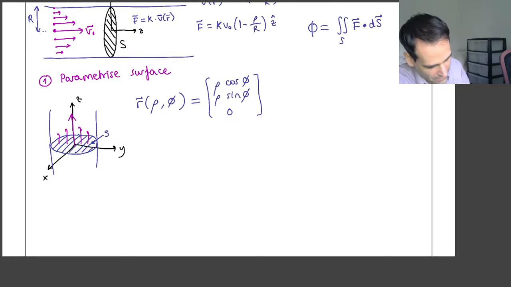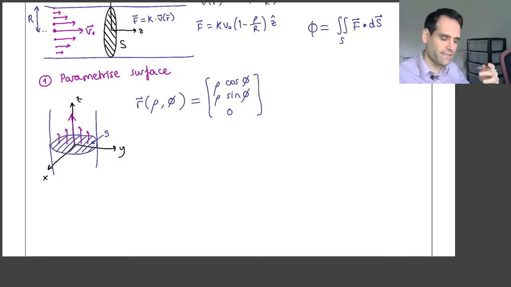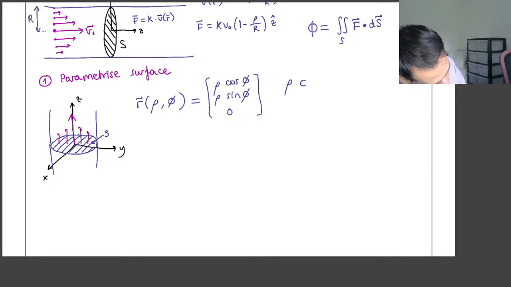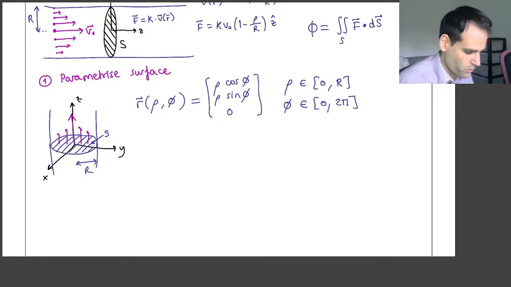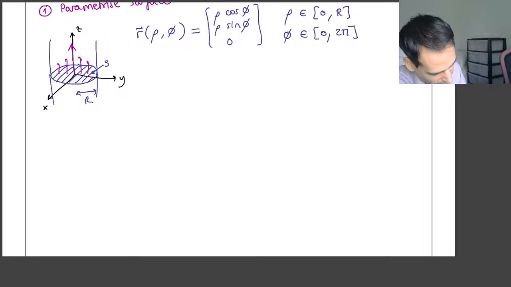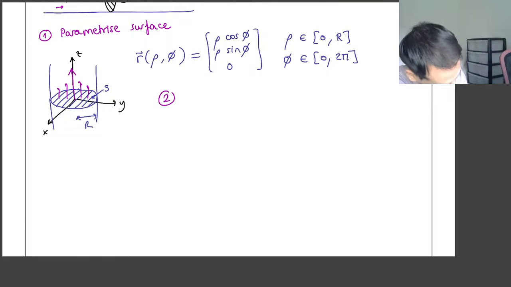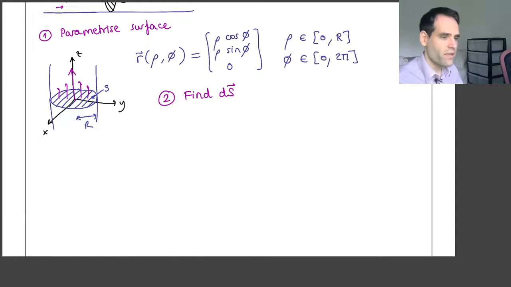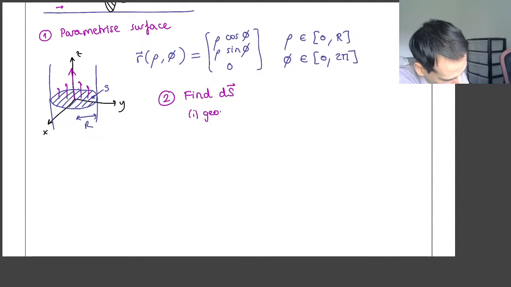Okay, and the limits that define this disk are going to be rho between 0 and r, where r is the maximum radius of the pipe, and the azimuthal angle goes between 0 and 2 pi as usual. Okay, so that's our first step. Second step is to find the vector ds. So I would do it by geometrical intuition.